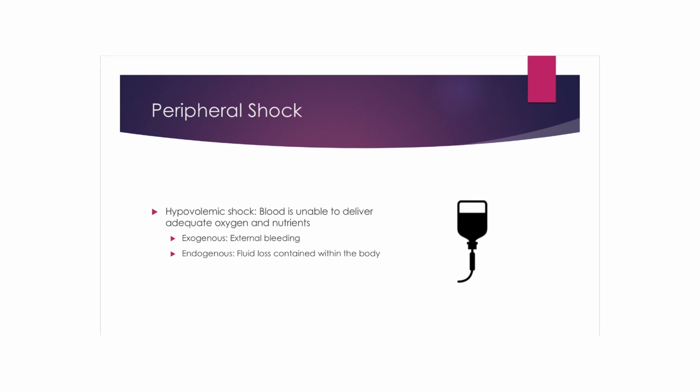There's two types, exogenous and endogenous. External bleeding is the most common type of exogenous hypovolemic shock, and endogenous shock occurs when the fluid loss is contained within the body, such as dehydration, okay? Or you could have fluid shifts that could cause hypovolemic shock. Sometimes patients may present like they have a fluid overload because the fluid is not in the vascular space. They're third spacing fluid into the extravascular space. That's a very difficult case because they look like they're overloaded with fluid, but really they're vascularly dehydrated.